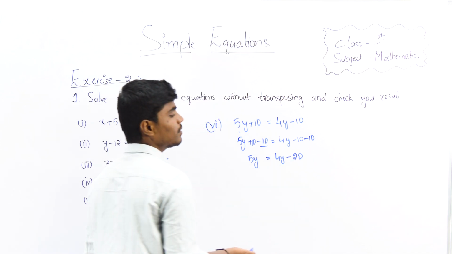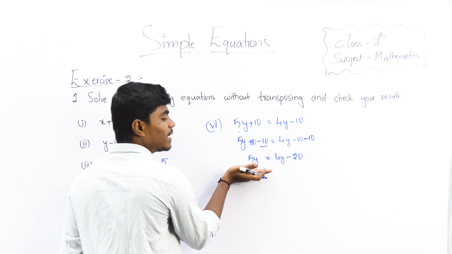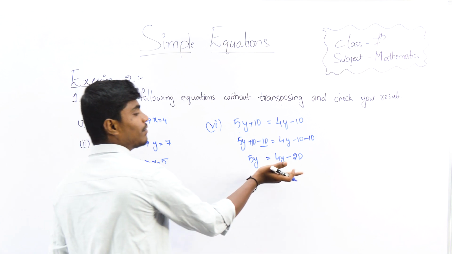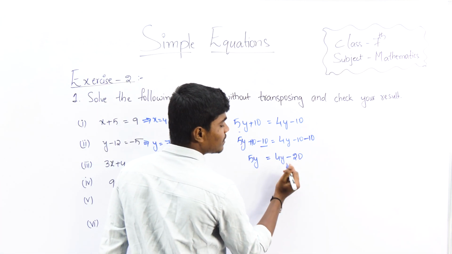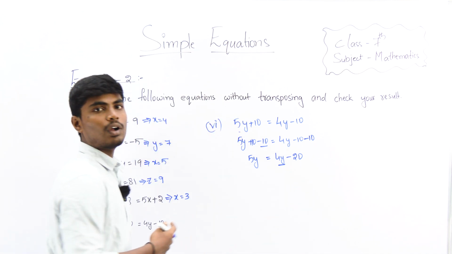So 4y minus 20. See, on the left hand side we have 5y. On the right hand side we have 4y minus 20. So let's remove 4y on the right hand side. So what do we have to do?